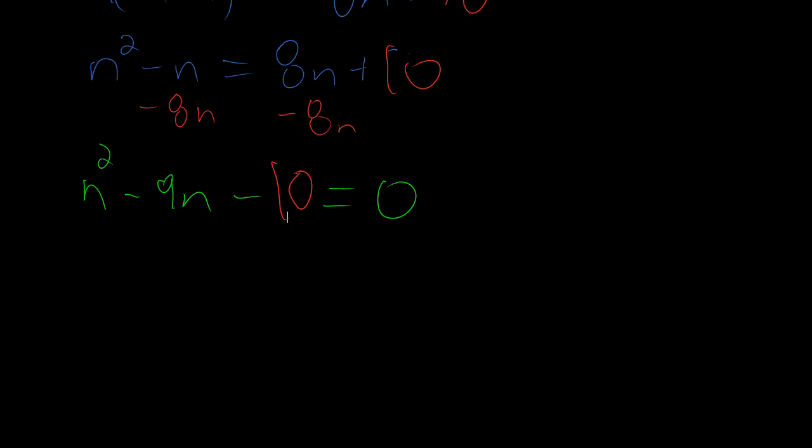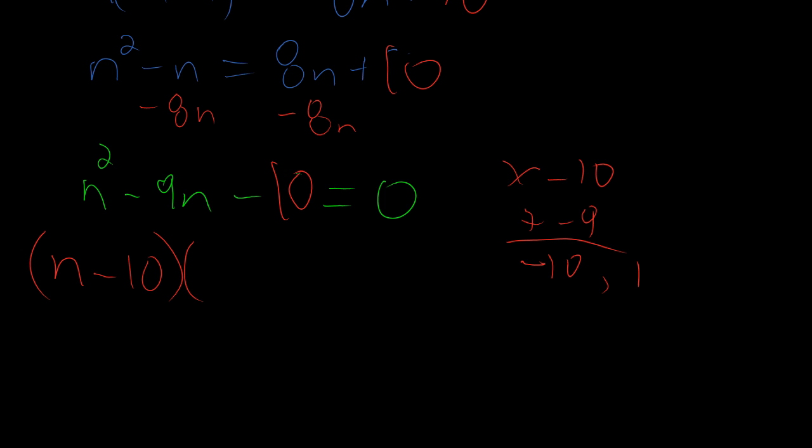Aha, now it factors. So of course I want to multiply to get negative 10 and add to get negative 9, some combination of 10 and 1. Because I want to get a negative 9, my 10 should be negative. So my factors are n minus 10 and n plus 1. So my solutions are going to be n equals 10 and n equals negative 1.